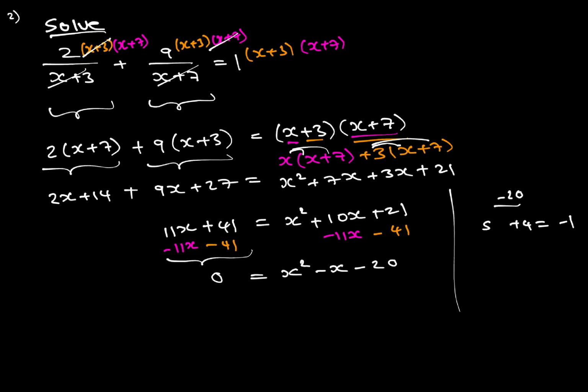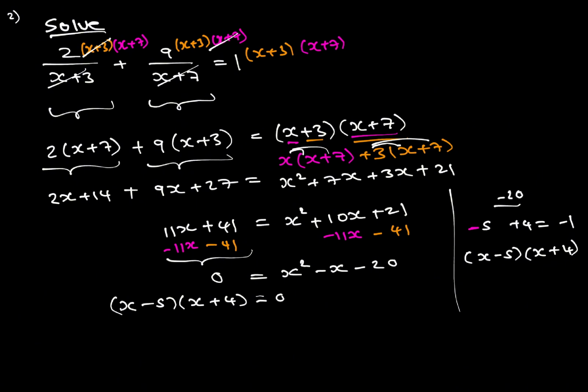I need these to multiply to give me a negative number, so I know one of them must be negative, and I'm trying to add them to give me negative 1. So that must mean negative 5 plus 4. So in my brackets, it's simply just going to be x minus 5 and x plus 4. Okay, so if I write this down here, x minus 5, x plus 4 is equal to 0.